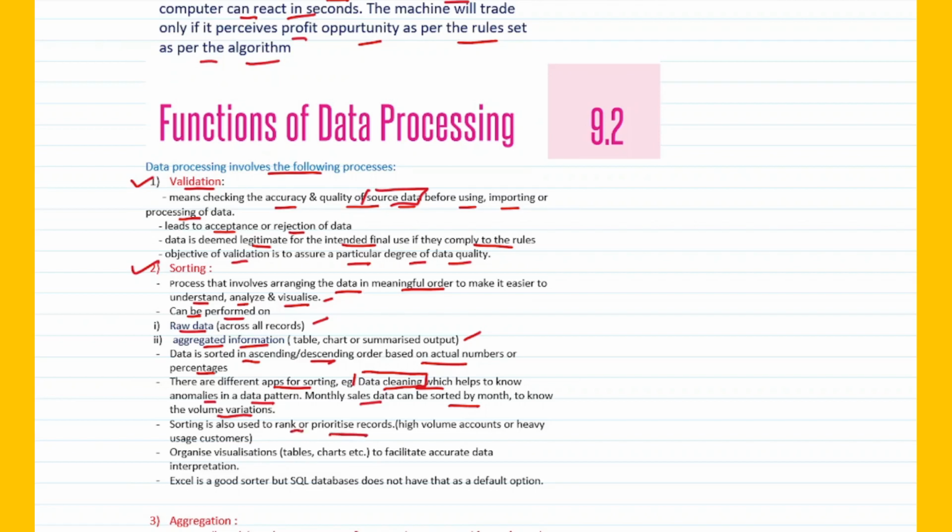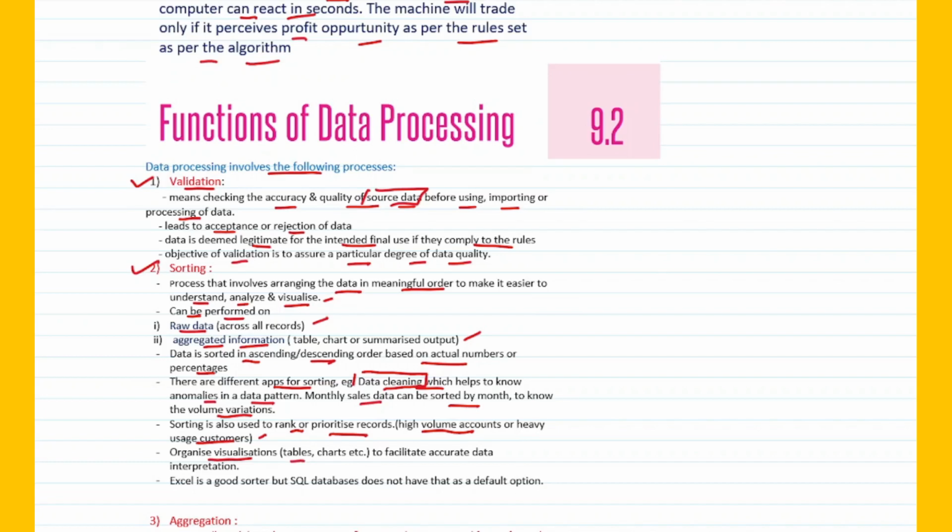So if you want to set something as per priority, from high to low, more important to least important, that can all be done through sorting. Now consider high volume accounts or heavy usage customers. If you go to a bank, you generally tend to prioritize customers who have a huge bank account balance. So if it's high volume accounts or heavy usage customers, who have a lot of transactions, in that case sorting can play a very pivotal role. You can organize visualizations.